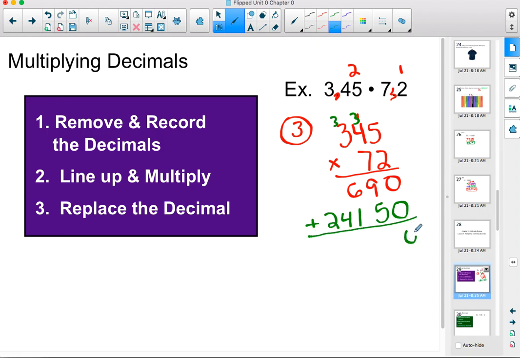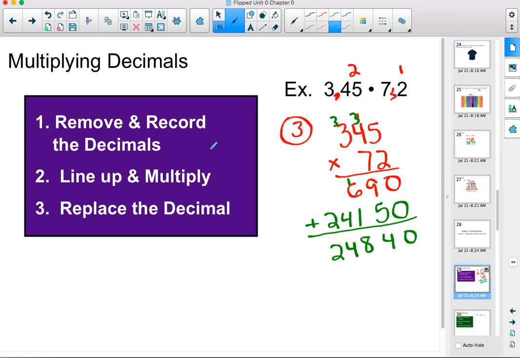0 plus 0 is 0. 9 plus 5 is 14. Carry that 1. 1 plus 6 plus 1 is 8. 0 plus 4 is 4. 0 plus 0 plus 4 is 4. 0 plus 2 is 2.